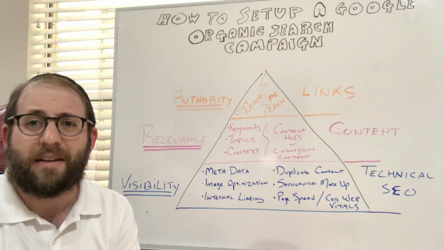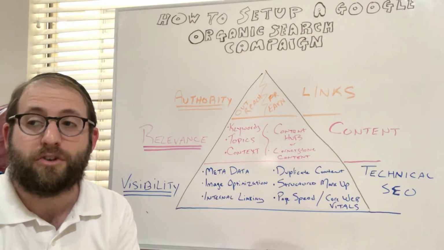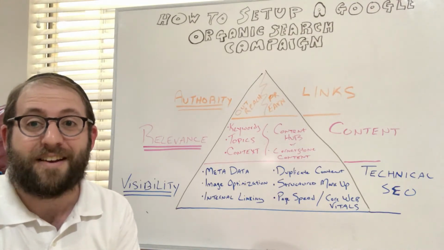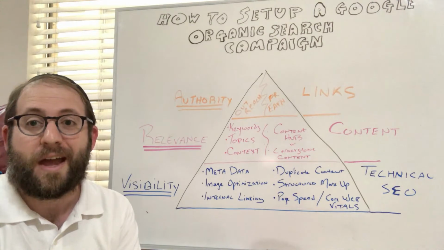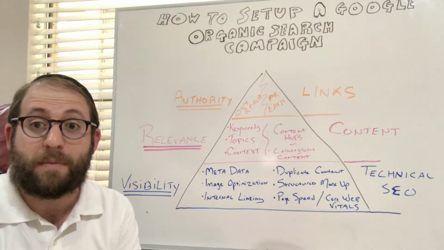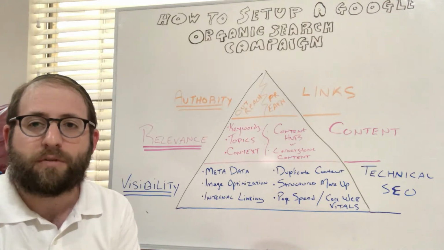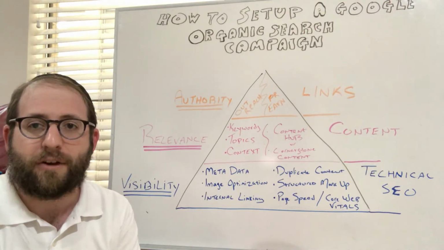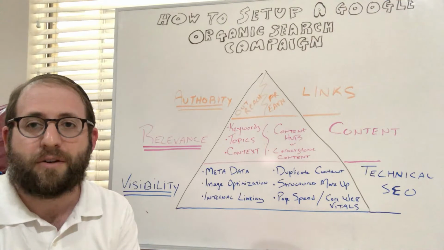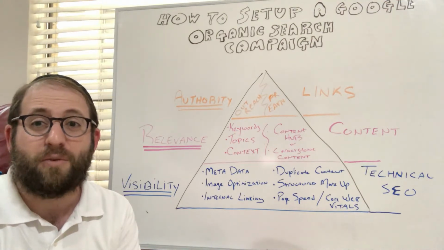So visibility means, is your website visible to Google? Does Google understand what your site is about and what you want to be found for, which products and services? So in this area, we're specifically talking about technical SEO. And when we delve into the realm of technical SEO, there's a couple of things that you have to focus on when it comes to your website.